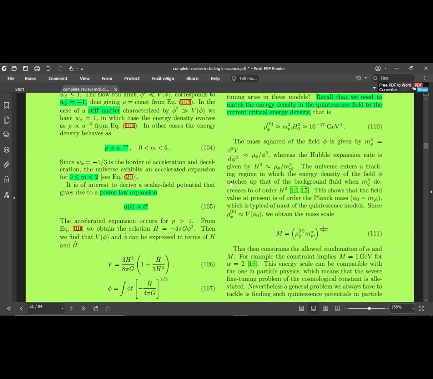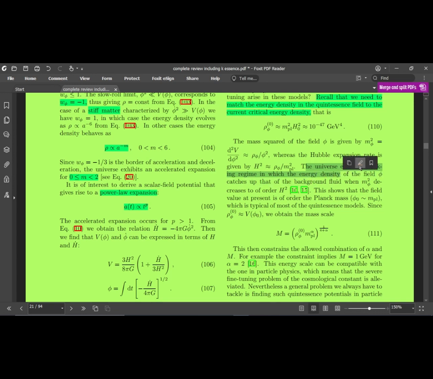The universe enters a tracking regime in which the energy density of the φ field catches up to the background field when m_φ squared decreases to order H squared. So there again exists a tracking solution. And what is the meaning of this tracking solution? The universe enters a tracking regime.